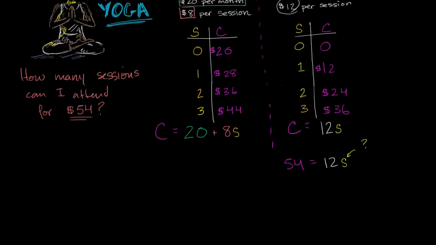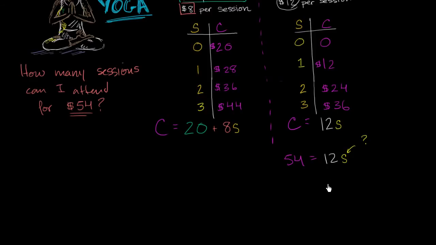Well, you might say, if I could just get just an S on the right-hand side here, then I'll have an answer. S will be equal to some value. And if I want just an S on the right-hand side, I'd ideally just like to divide this by 12. 12 S divided by 12 is just going to give me an S. It's just going to give me the number of sessions. But if I have an equal sign, I can't just willy-nilly divide one side by 12 without doing the exact same thing to the other side.